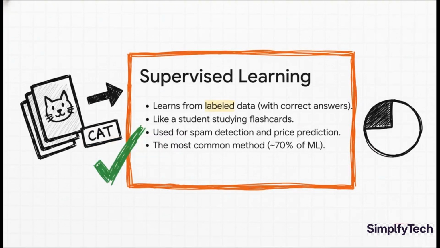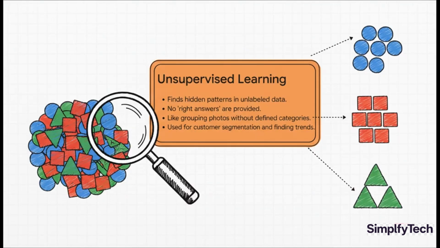First up is the big one, supervised learning. This is by far the most common approach out there. Here, the model learns from data that already has the correct answers attached. We call this labeled data. It's just like studying with flashcards. The model sees the question on one side, we show it the correct answer, and it slowly learns to connect the dots.